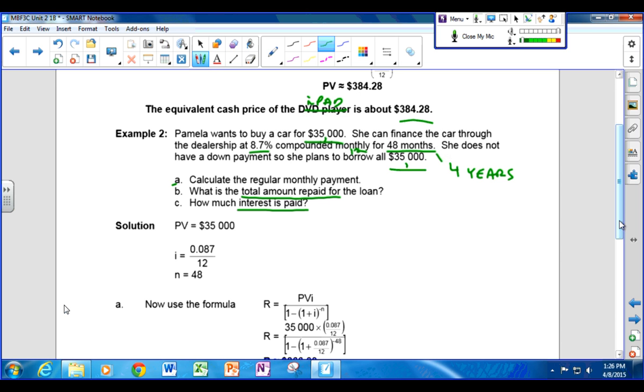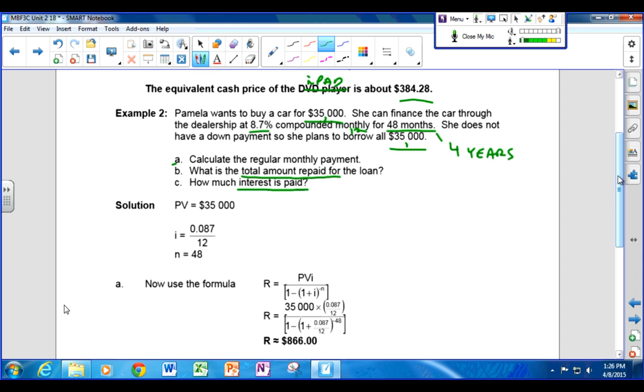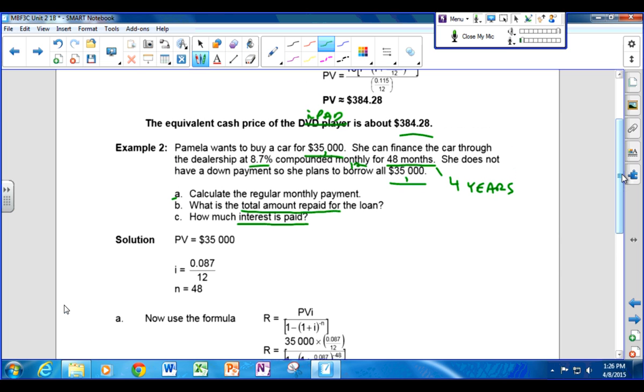Pamela's in big trouble with me anyway. Maybe I'll go into the financial advising business after I retire because I'd basically just tell her no, wait, walk, take the bus. Anyway, so she wants to borrow all $35,000.